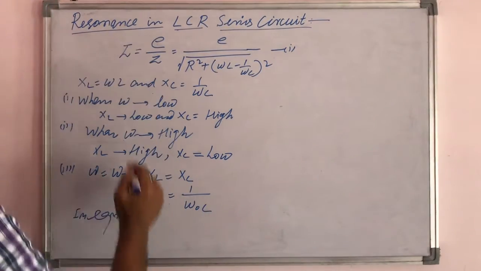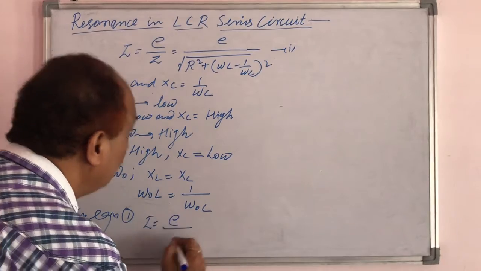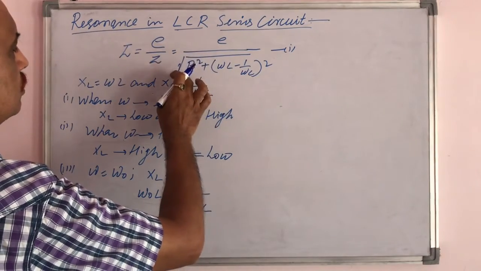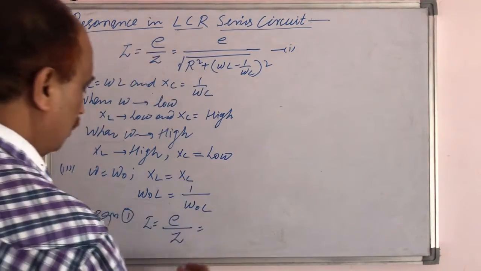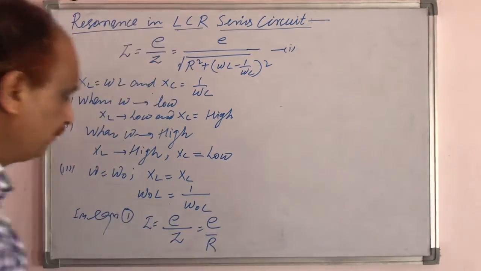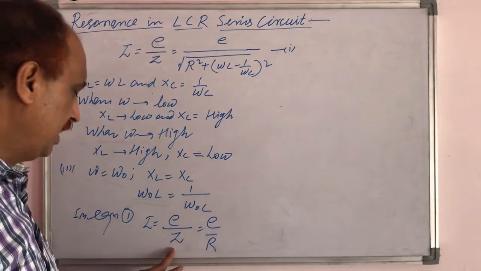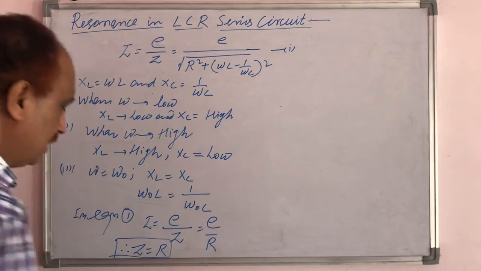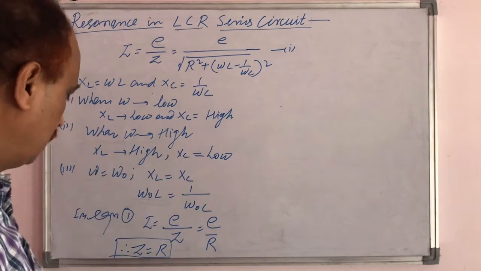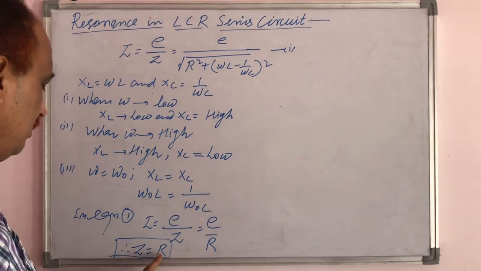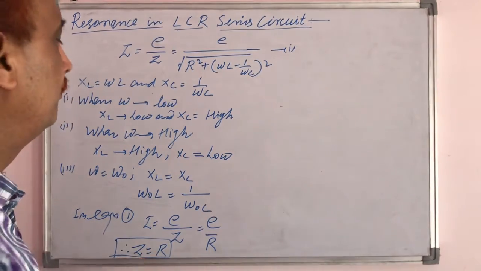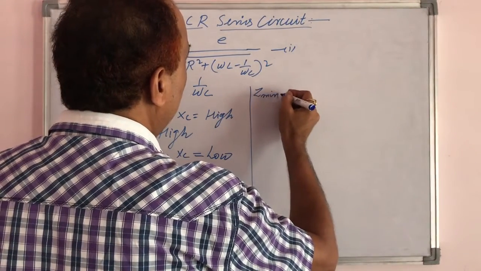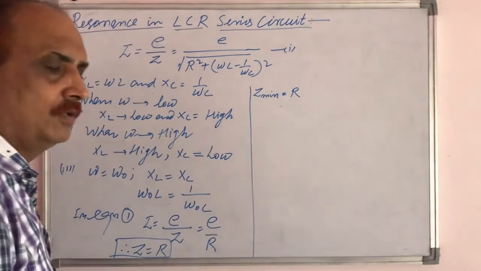It means the current flowing in the circuit is I equal to E upon Z, and here we will get the value of Z equal to only square root of R square, which is equal to R, so I is equal to E upon R. It means Z will be equal to R only, and XL will be equal to XC, so the difference of these two is 0. In that situation, the impedance of the circuit will be minimum. It means the value of Z is minimum, and that minimum value is equal to the resistance of the circuit.